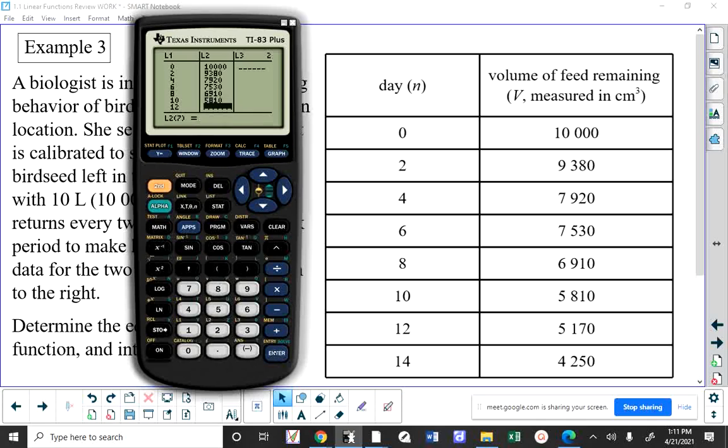I'm just saying them out loud to keep my mind focused. 5170, 4250, and I'm going to double check all of them. 10K, 9380, 7920, 7530, 6910, 5810, 5170. I think mine are okay.